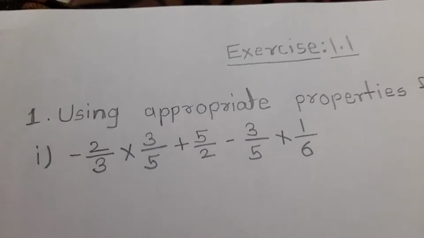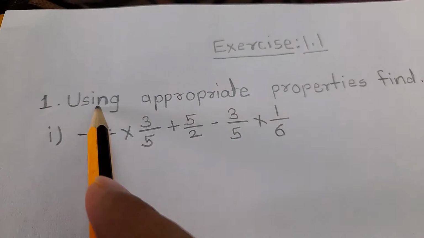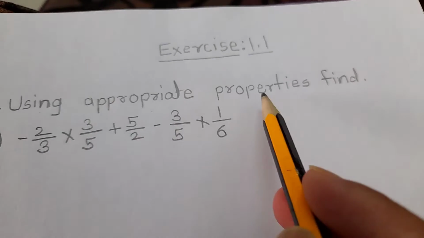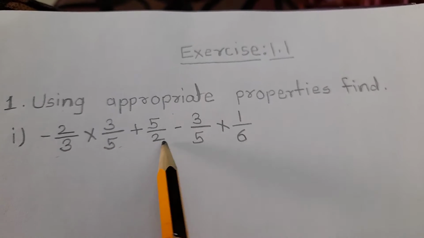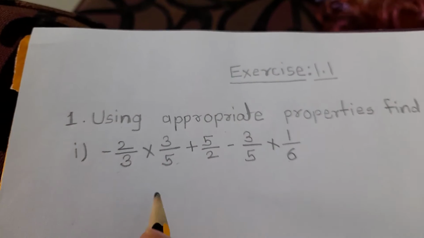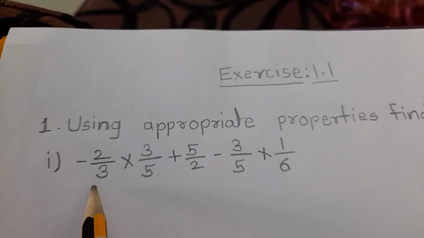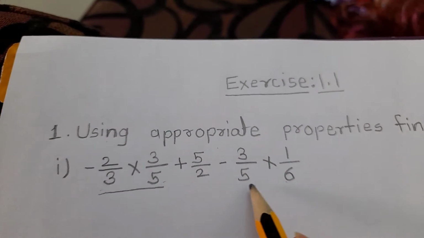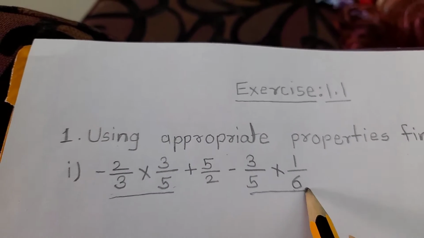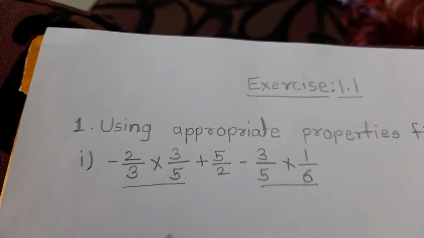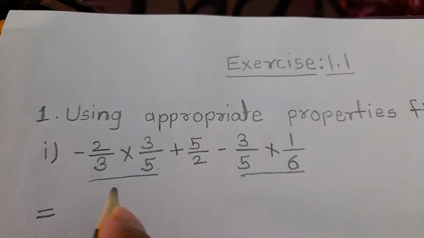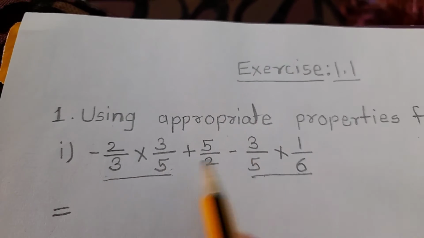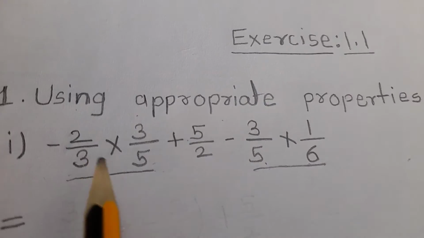Let's solve exercise one. Question 1 is: using appropriate properties, find, and this is equation 1. We have to simplify it using appropriate properties, which we have seen in the previous video. Now, two multiplications are there. Can we write them together? Yes, we can write them together by using commutativity.